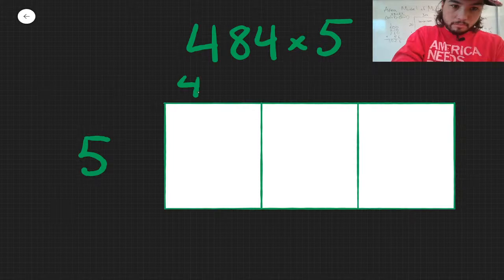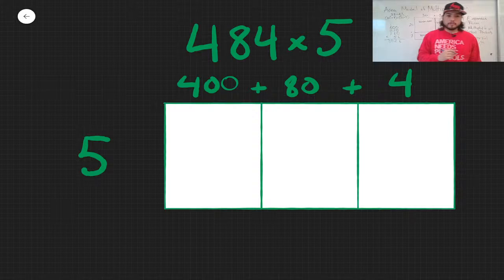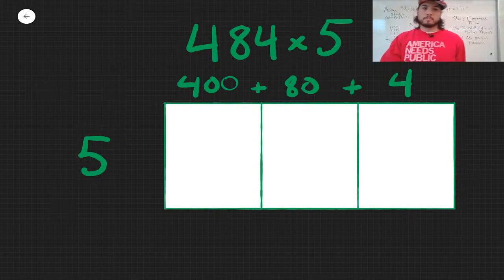We have 400 plus 80 plus 4. And each one of these is going to get multiplied by 5. So go ahead and give that a try. I'll give you a little bit of time to work on your own before we do it together. So put in your partial products in each one of the boxes and then add them up once you've calculated each partial product.